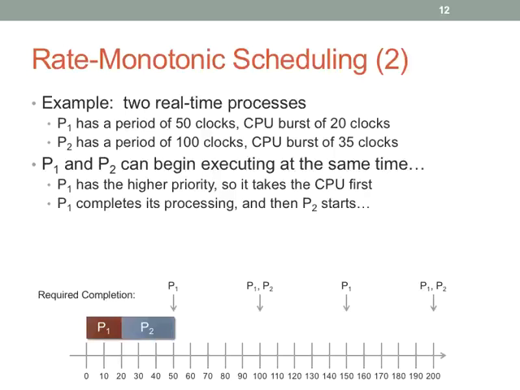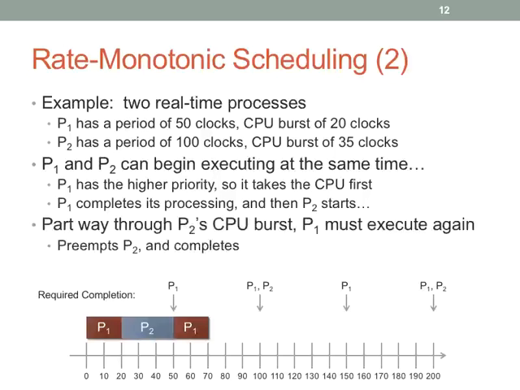But at the time we hit P1's deadline, a new window opens for P1. So P2 gets preempted again before it actually finishes. Okay? And P1 finishes because it only takes 20 clocks. P2 is then able to finish its task. Are we happy so far? Yeah? I mean, at least in the context of scheduling we are, right?